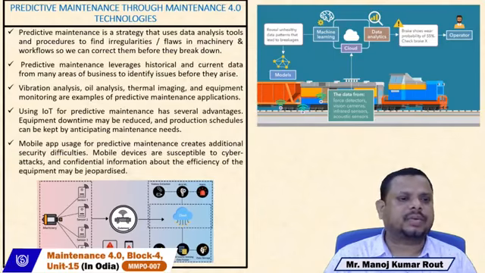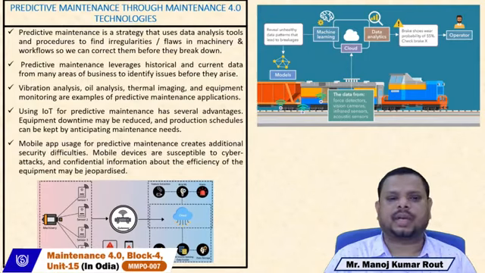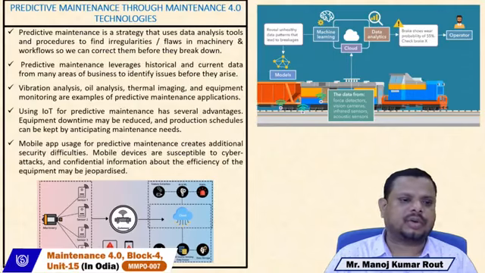The next important part is that preventive maintenance leverages historical and current data for many areas of business to identify issues before they arise. And in most cases, industries implement Maintenance 4.0 for vibration analysis, oil analysis, thermal imaging, and equipment monitoring, which are examples of preventive maintenance applications under Maintenance 4.0. The next is that the use of IoT for predictive maintenance has several advantages. The first one is that equipment downtime may be reduced, and production schedules can be kept by anticipating maintenance needs.